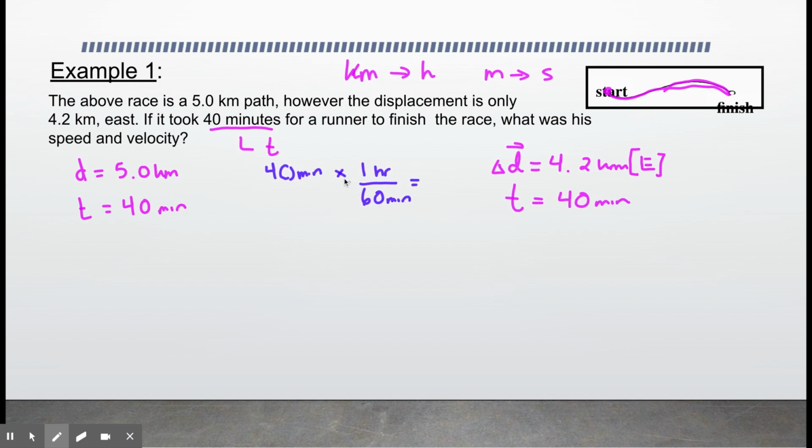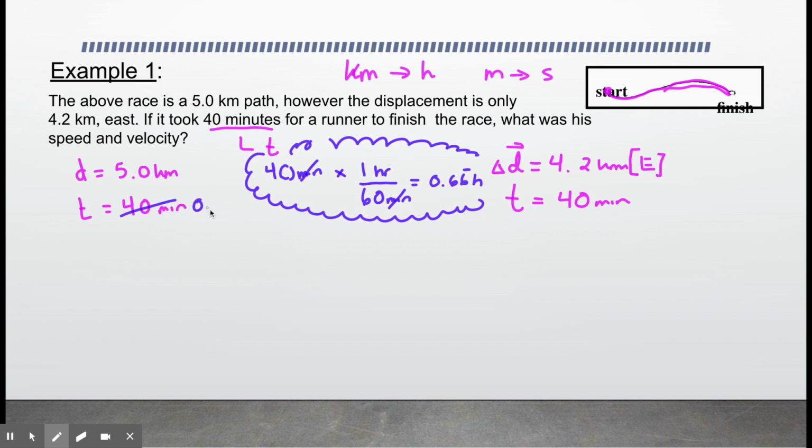So by doing this math calculation, my units, minutes, actually cancel out. And so I go 40 times by 1 divided by 60, also known as 40 divided by 60, and I should get 0.66 repeating hours. Okay, so this is our little side step that sometimes we have to do when it comes to physics and making sure our units match up. So changing this to 0.67 hours for the time being.